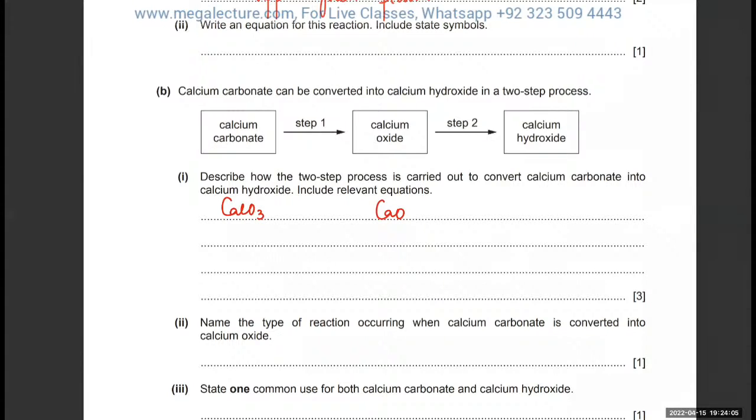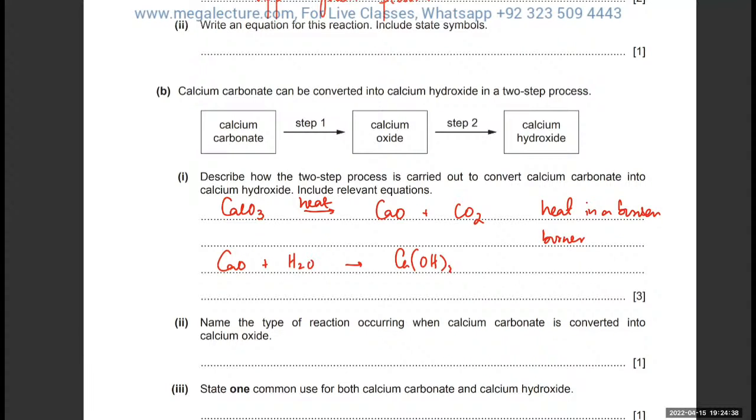Decomposition. So you need to basically heat it. You're going to heat it, and it will decompose even in a Bunsen burner. So heat in a Bunsen burner. What do you do next? Addition of water to calcium oxide. So you add water to it, and it turns into calcium hydroxide. That's about it. It's a 3-mark question.